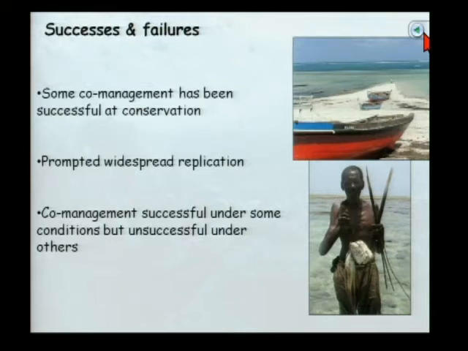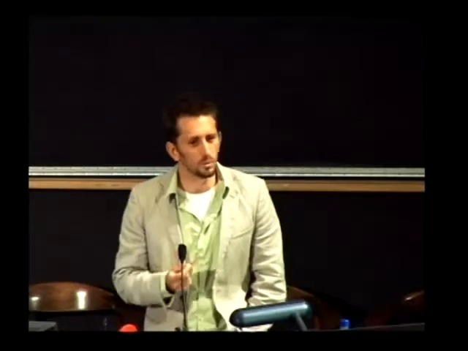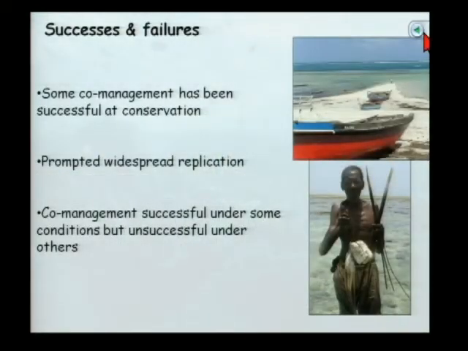Well, a number of these co-management examples have proven effective at conserving marine resources. And sometimes these have prompted widespread replication by governments, by conservation groups, and sometimes by communities themselves. But often this replication or this blueprinting has been done without a fundamental understanding of why co-management may be successful under some circumstances, but unsuccessful under others.